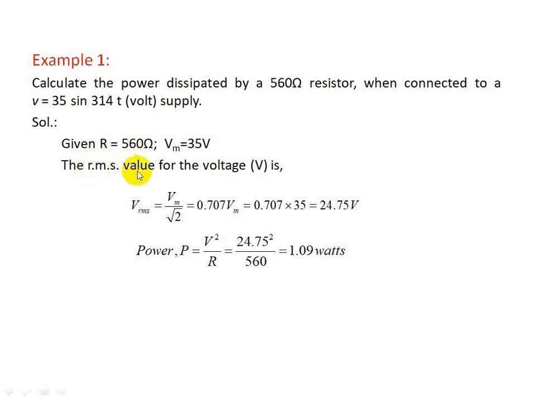The RMS value of voltage V: you know the relationship between Vrms and V maximum for a sine wave. It is Vrms equal to Vm by root 2, which can be written as 0.707 Vm. So substitute Vm and get the value of Vrms. Similarly, the equation of power is V square by R. Since the voltage is known, we can use this formula V square by R. Substitute the values, we get power as 1.09 watts. The unit of power is watts.